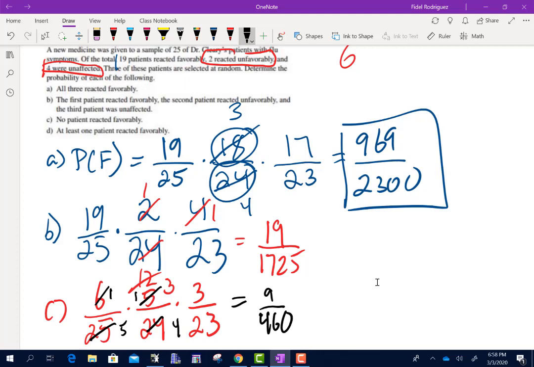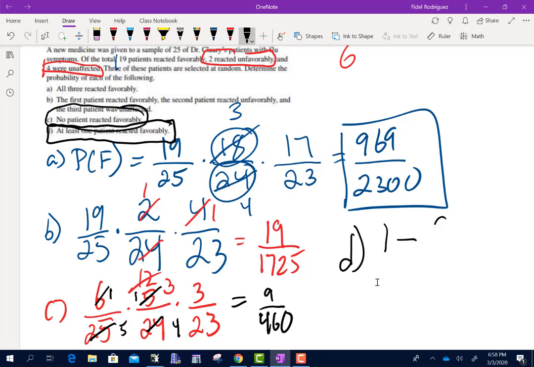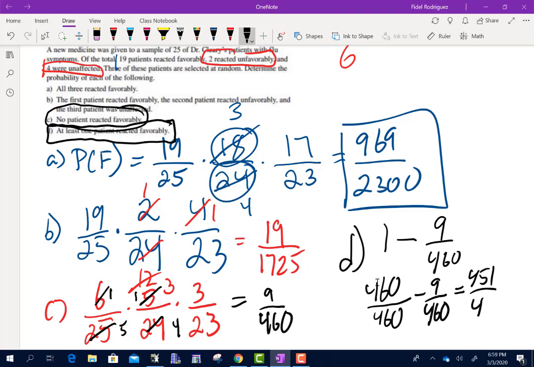Okay. All right, and then part D. At least one patient reacted favorably. So guys, when we already know the probability that none of them reacted favorably, the way we're going to find the probability that at least one, we're going to take 1 minus the answer that we got from the previous part. Okay? So I can think of that as 460 over 460 minus 9 out of 460, and that's going to leave me with 451 out of 460. Okay? And there's my answer for part D.